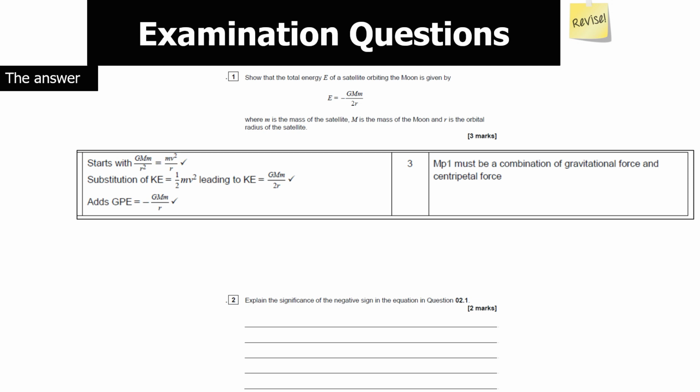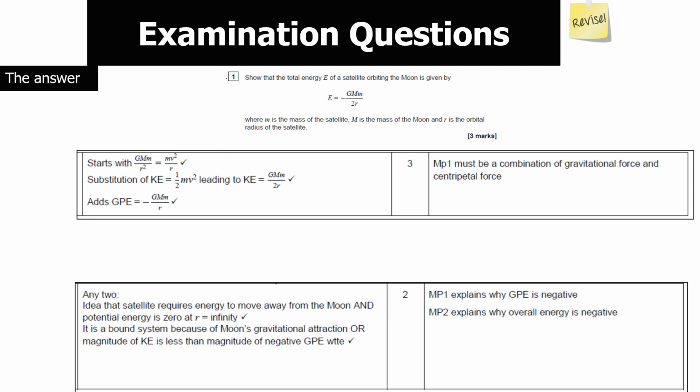Now, what's the importance of the negative sign? Well, it's the idea that the satellite needs energy to get to infinity, and we set infinity to be 0. So if it's inside the gravitational field, if it's orbiting the body, it must have an energy less than 0.